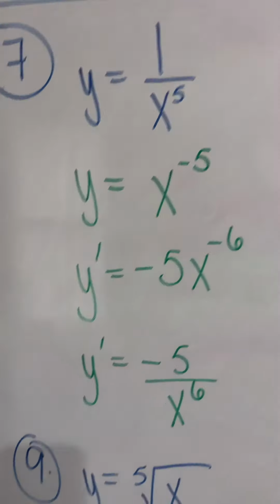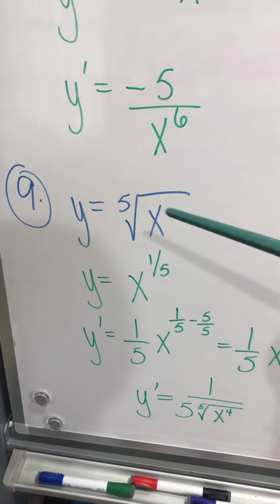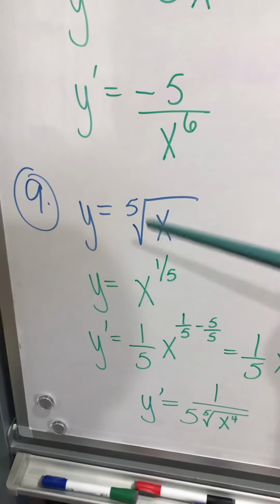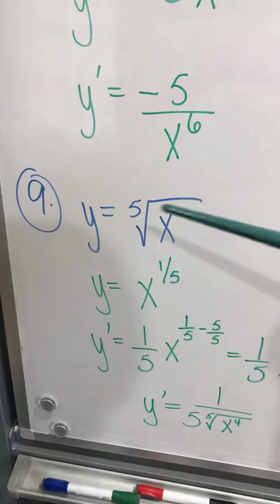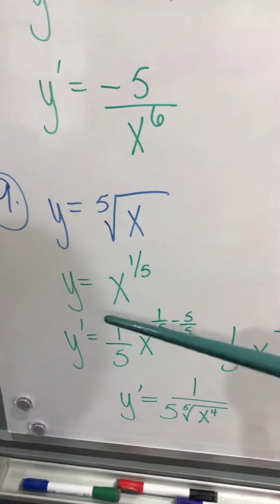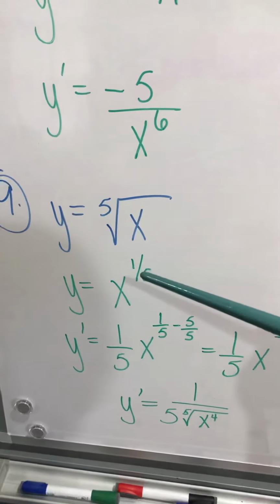And then number 9, so we're doing y equals the 5th root of x. So to rewrite this, whatever exponent's in here at the x is what goes on top, so there's a 1. And then whatever your root is out here goes on the bottom of the fraction. So the 5th root of x is the same thing as saying x to the 1/5. So then if you take the derivative, the 1/5 comes down to the front. And then you do 1/5 minus 1.